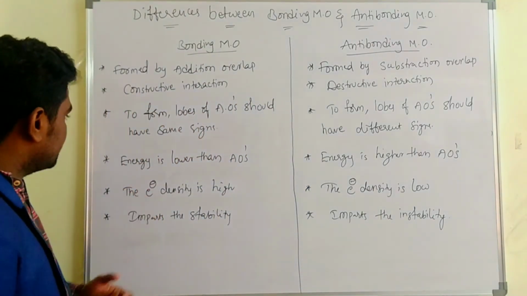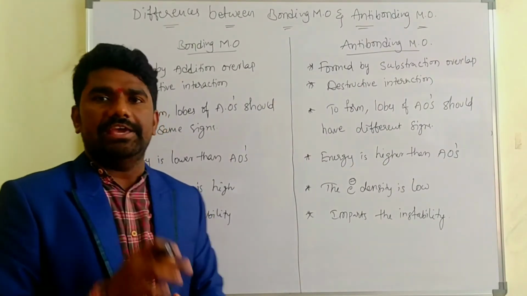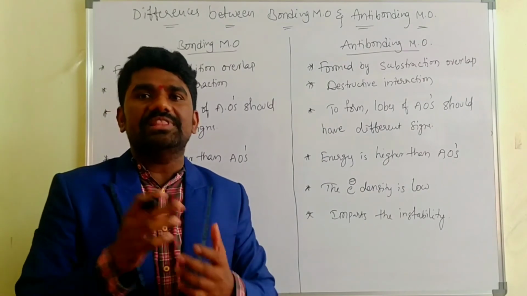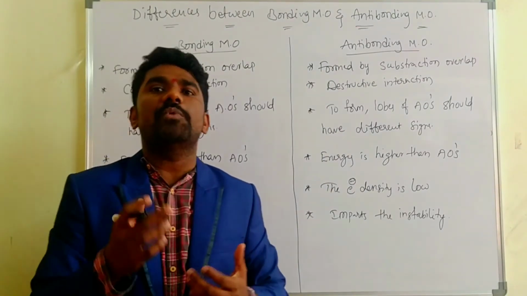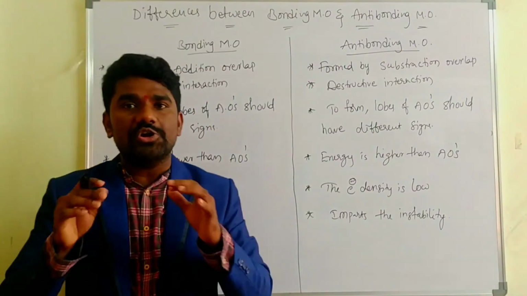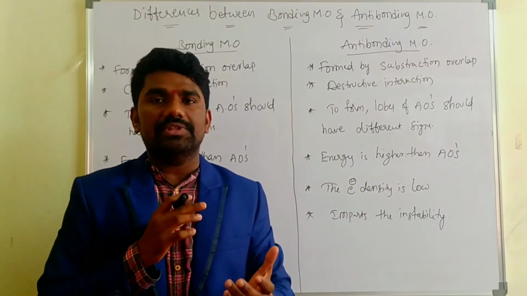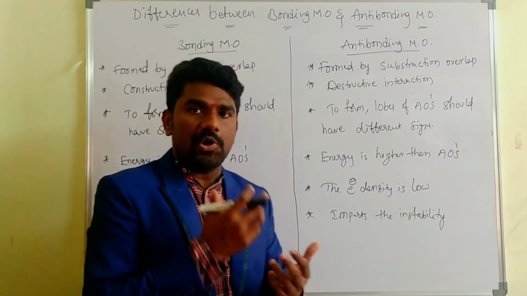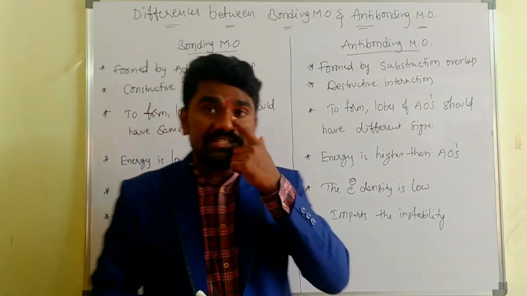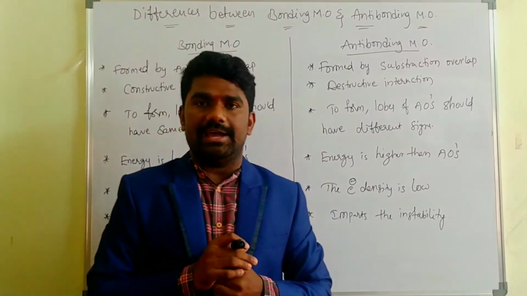In the next point, in the bonding molecular orbital, the electron density is high around and between the nuclei of the bonded atoms. While in the case of the antibonding molecular orbitals, the electron density is low between the nuclei of the bonded atoms.